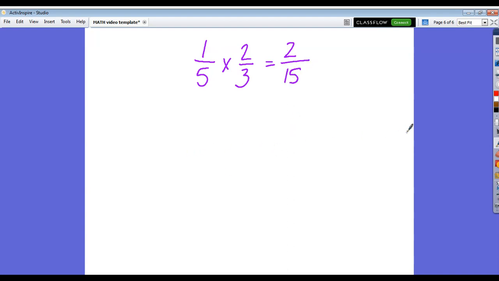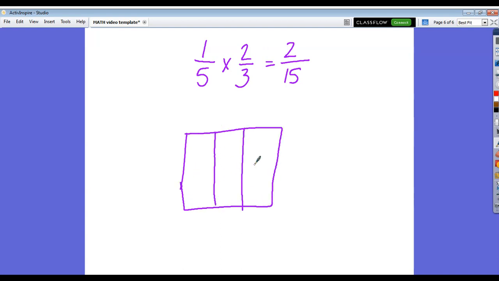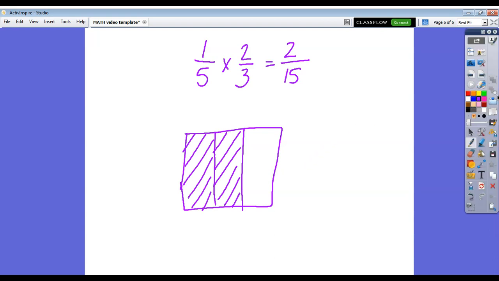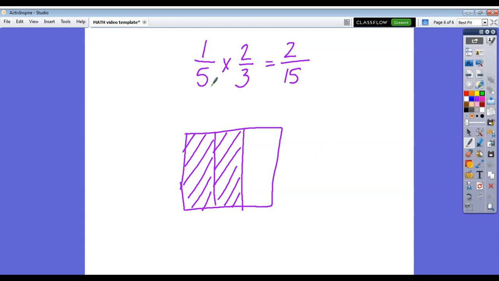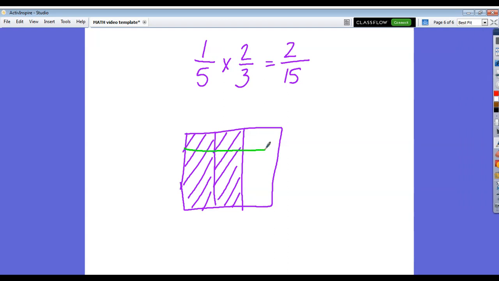Now, if I wanted to see a model of this, I want 1/5 of 2/3. So the first thing I'm going to do is I'm going to draw 2/3. So here is my thirds, and here's 1/3, and then here is 2/3. Okay? Now I want 1/5 of that. So I'm going to cut my model into fifths going the other direction. So here, looking this way, these were my thirds going vertically, and then these are my fifths going horizontally.